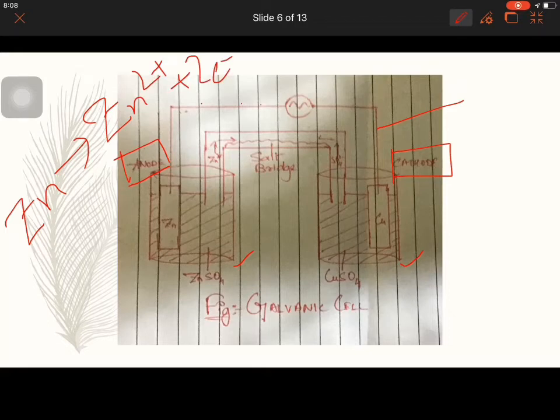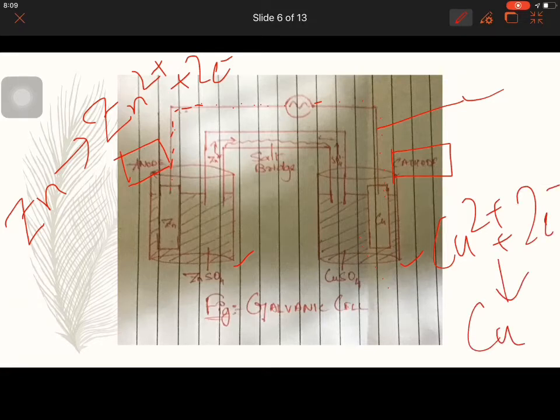Since this is a current carrying conductor, as I have mentioned earlier, the electrons flow through the conductor and land on the copper metal strip. In the solution, copper 2 positive ions gain those 2 electrons at the copper strip and get deposited on the copper strip.